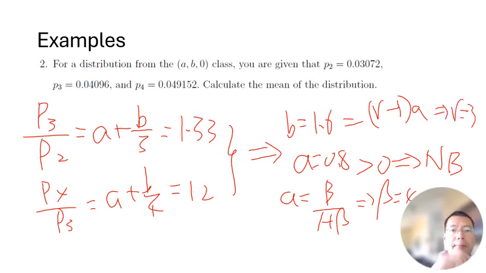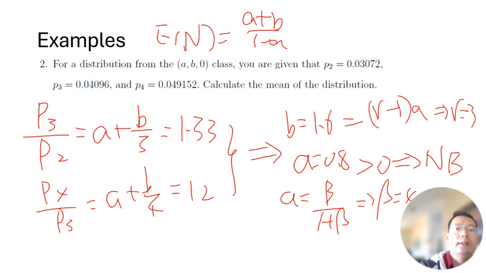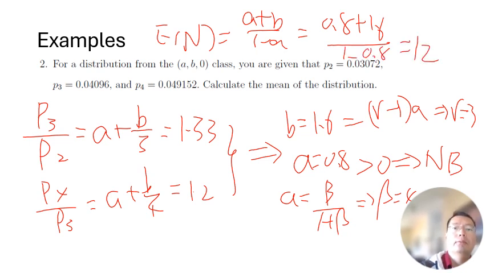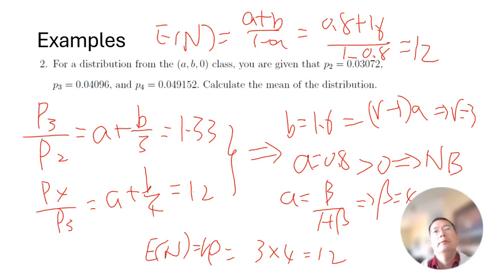Then the expected mean would just be (a plus b) over (1 minus a). So we really don't even need to calculate β and r. We can just get it directly, equal to 12. But also you could use E[N] equal to r times β to calculate, 3 times 4, which is the same. So either way it's fine.